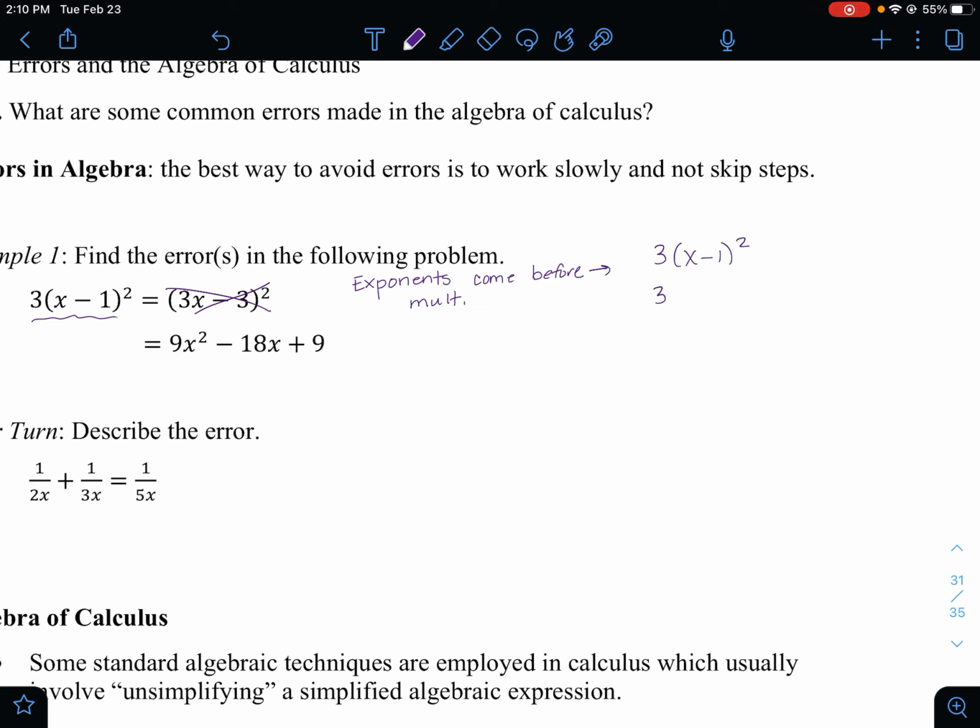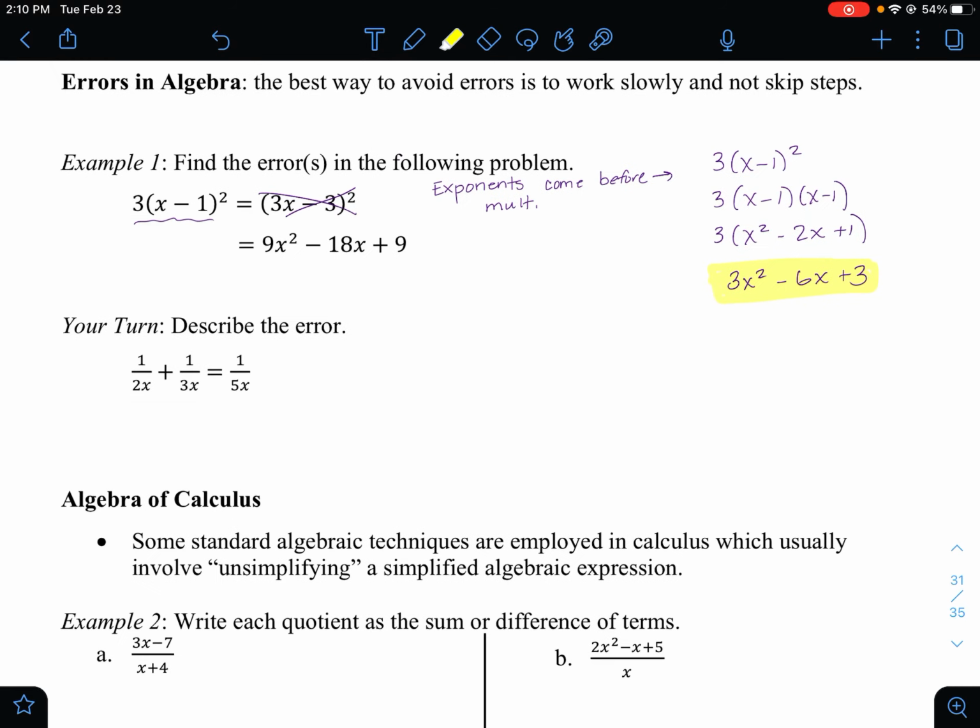We don't like that. So if we are to do this problem, we are going to just keep that 3 out front, and then we are going to square this, which means we're going to multiply by itself, or FOIL. So we get 3 times x squared minus 2x plus 1. And then I'm going to go through and distribute the 3. So then it becomes 3x squared minus 6x plus 3. Okay, so that's finding that error.